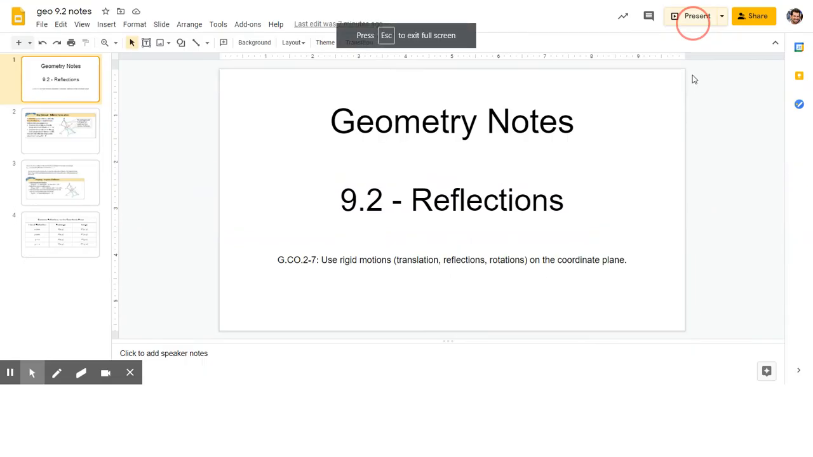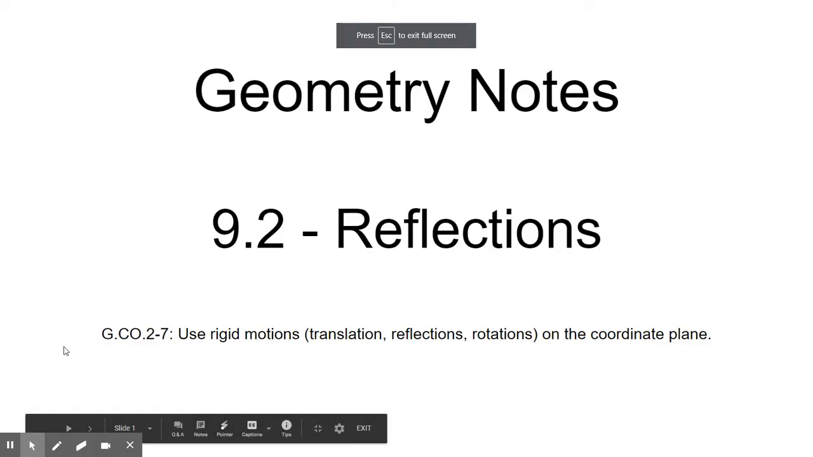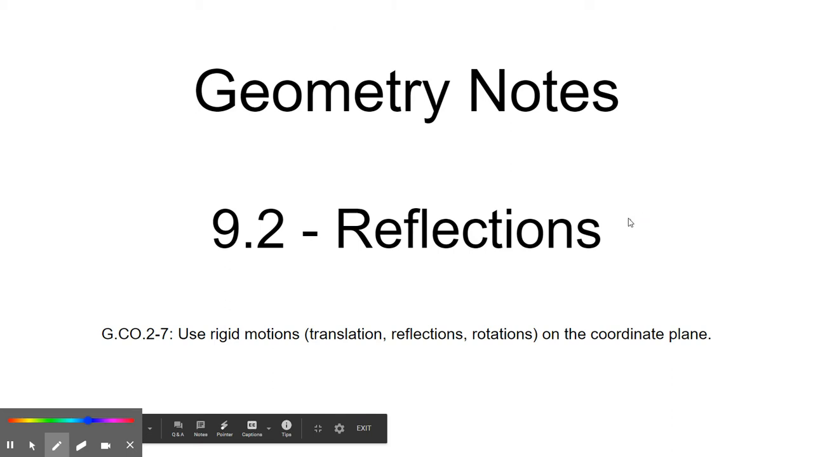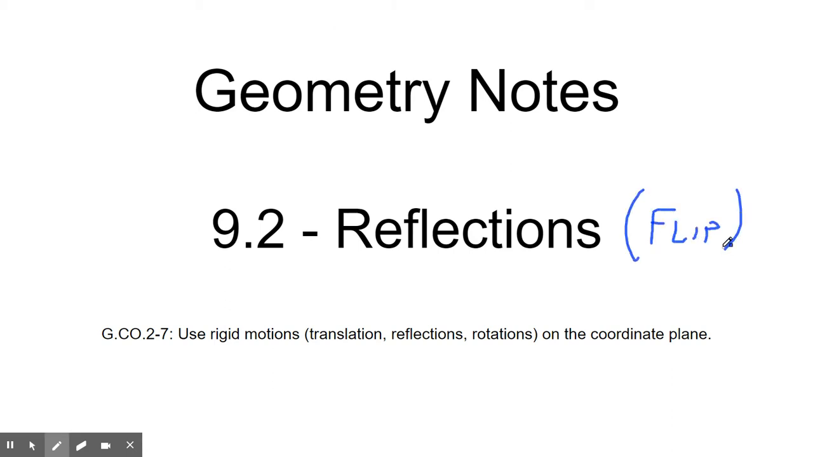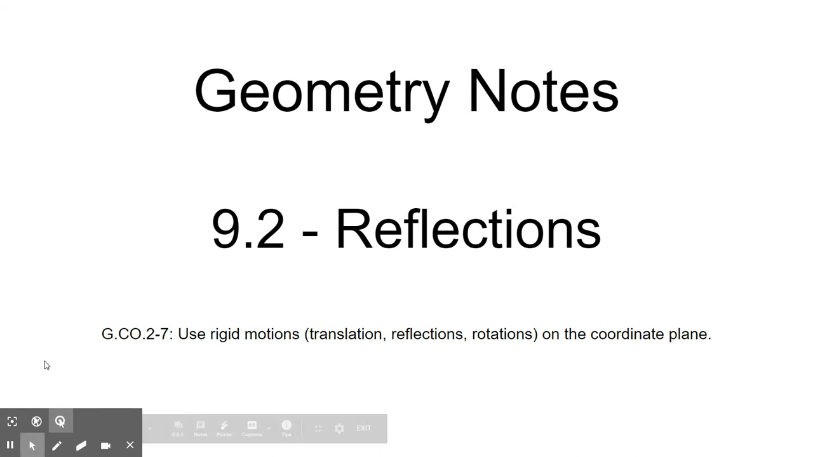All right, so 9.2 on reflections. This is our second rigid motion. Again, the common word for reflection would be a flip. So we're going to flip our images. They will remain congruent, same size, same shape, but the orientation will definitely be different. The positioning will be different.